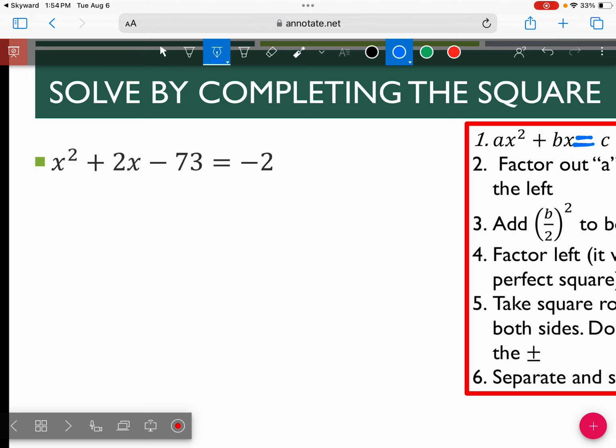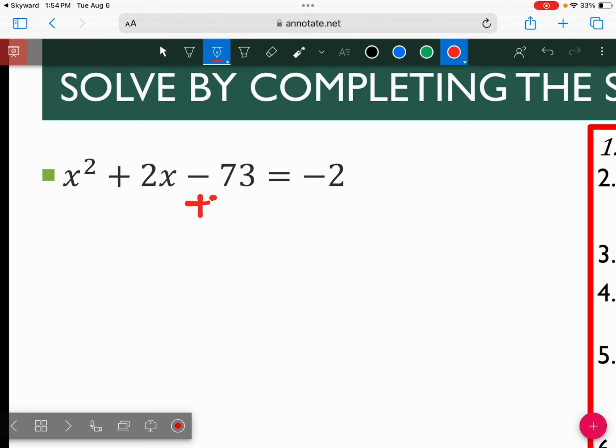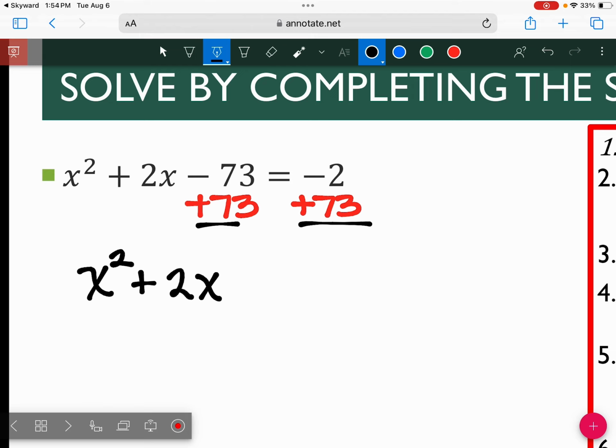So the first thing we're going to do is we're going to start by moving this over, because the only thing that I can have on the left is A and B. Just A and B. This has to go across. So that's a minus 73. So how am I going to get rid of the negative 73? Add it. So we're going to add 73 to both sides. So we got 71.